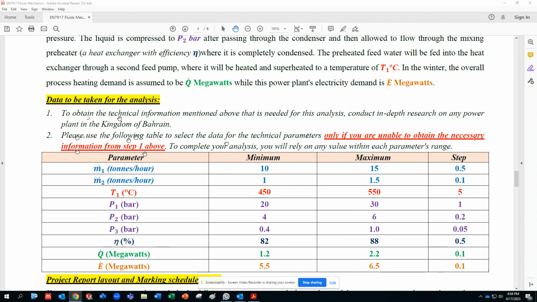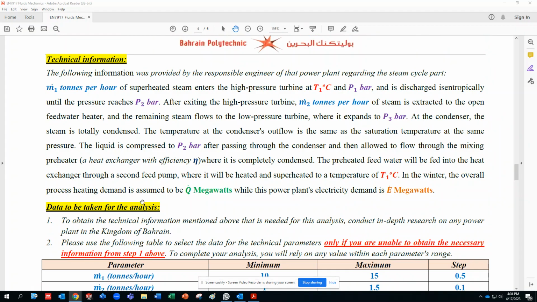Step 1 has to be either of two sources: one is a power plant visit on your own, or online research. So, in this table, the technical parameters provided here are... now let me go back to the technical information paragraph.